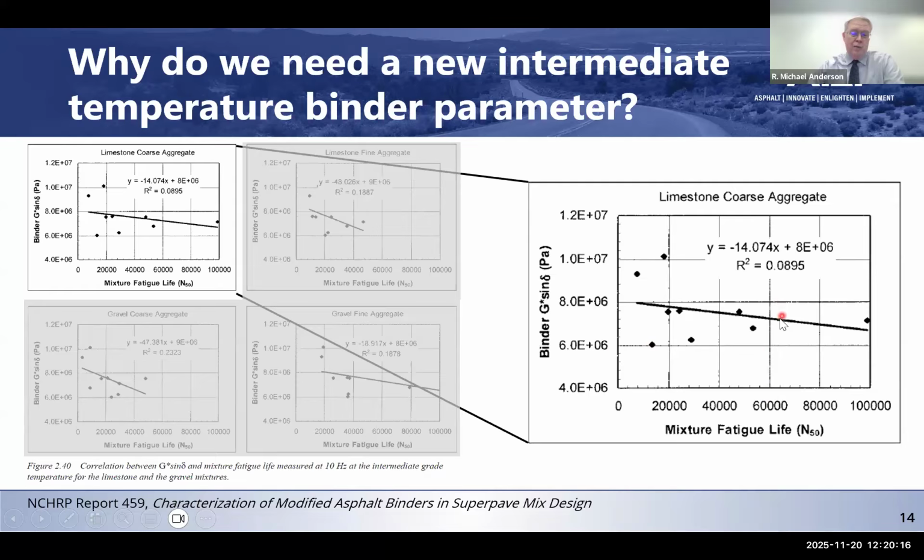And for the most part, if you took that trend line out, you'd be hard pressed to figure out where to draw that line necessarily. So it was just an example that we know that the G star times sine delta is not relating directly to what we're seeing, at least in laboratory fatigue life. So maybe we need to look at something a little bit different, perhaps something a little better.